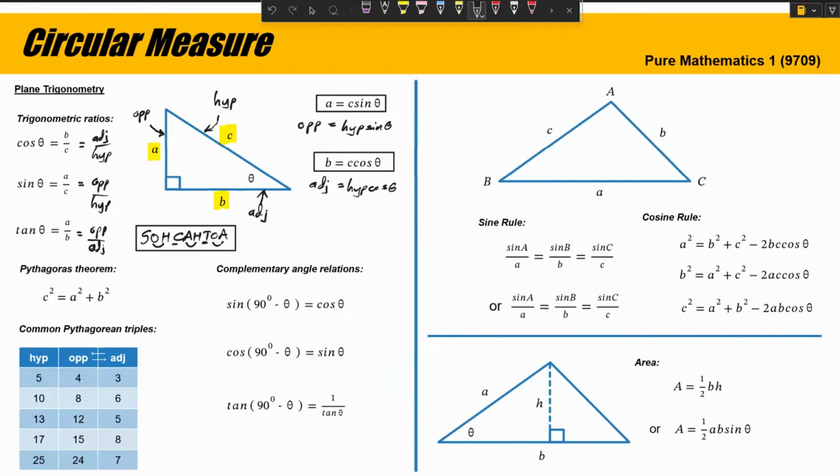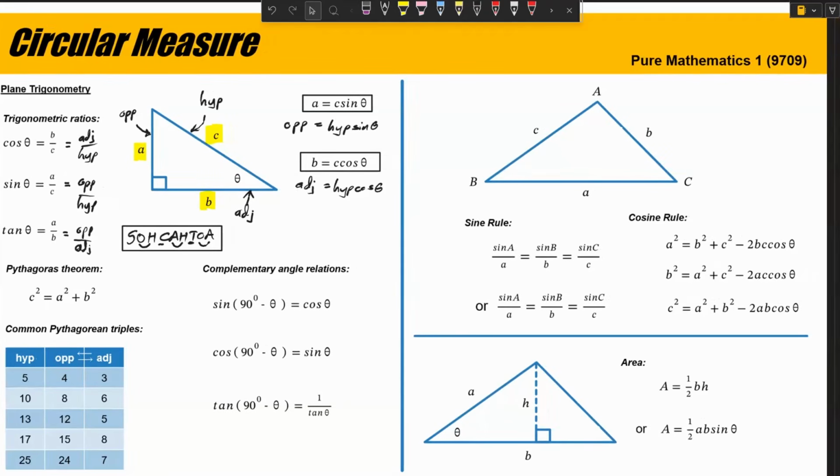All right, now coupled to these trig ratios, you're also expected to understand Pythagoras theorem, because at times you will be required to apply Pythagoras theorem in the process of solving circular measure problems. So know your Pythagoras theorem. Hypotenuse squared is equal to opposite side squared plus adjacent side squared. So C squared is equal to A squared plus B squared.